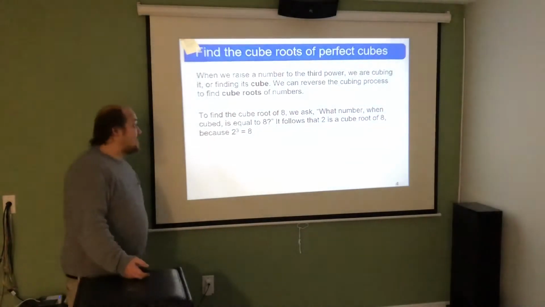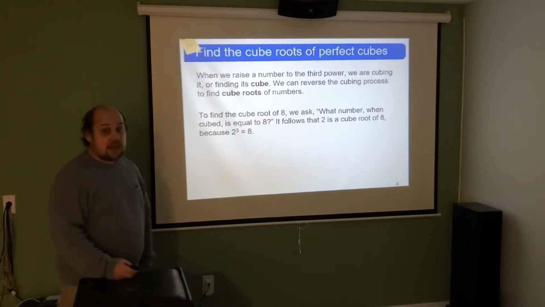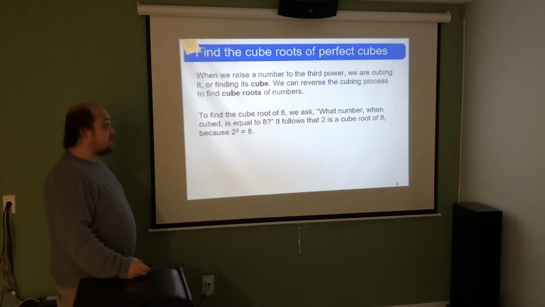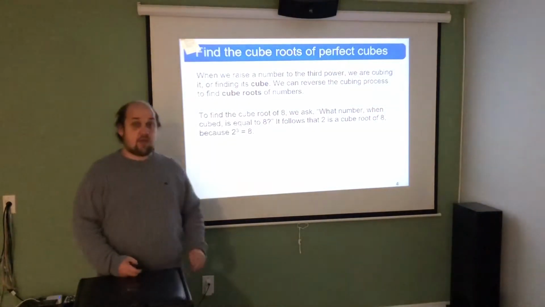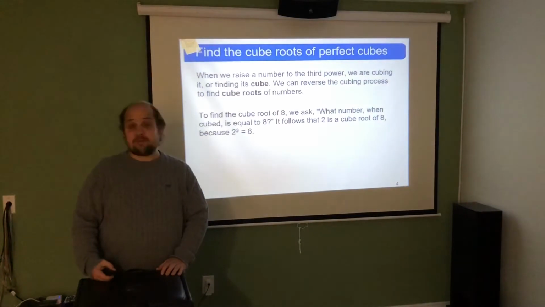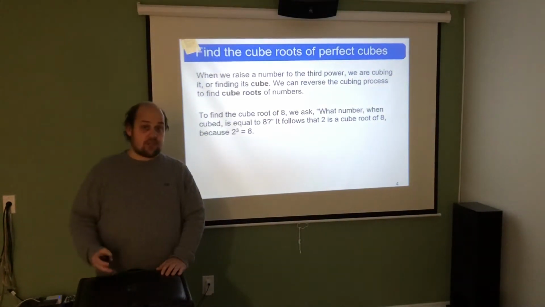When we raise a number to the third power, we're cubing it, we're finding its cube. We can reverse the cubing process to find cube roots of numbers. To find the cube root of 8, we ask what number, when cubed, is equal to 8. It follows that 2 is a cube root of 8 because 2 to the third power equals 8. In other words, 2 times 2 equals 4. The result, 4, times another 2 equals 8. So 2 times 2 times 2 equals 8.